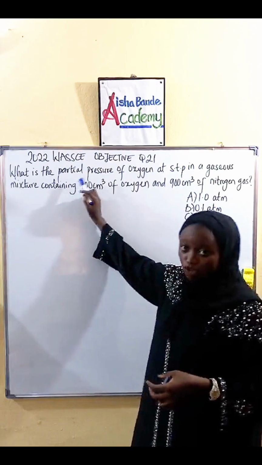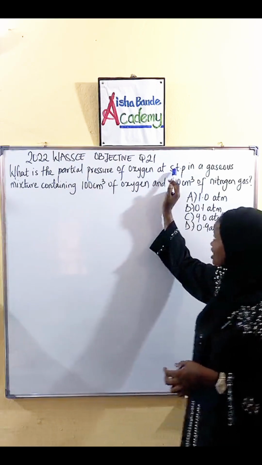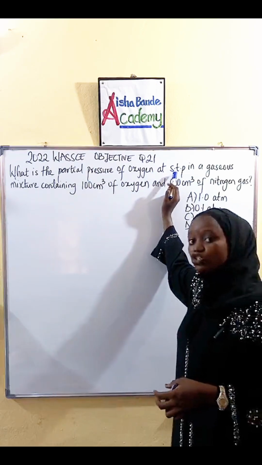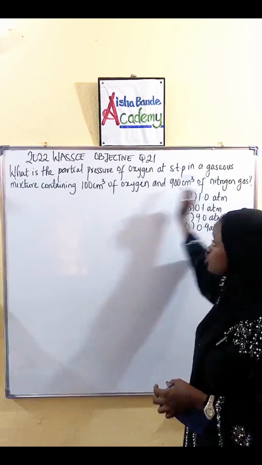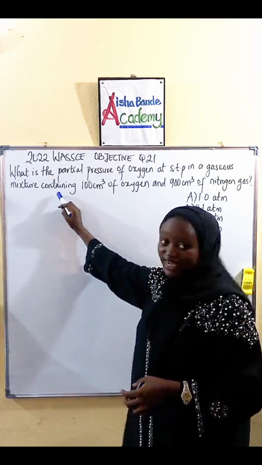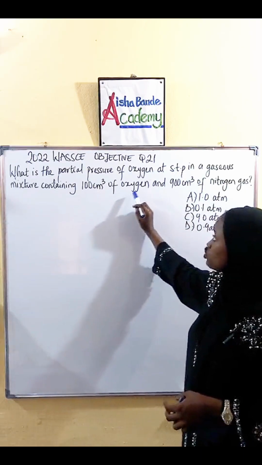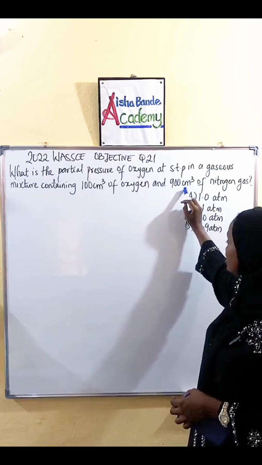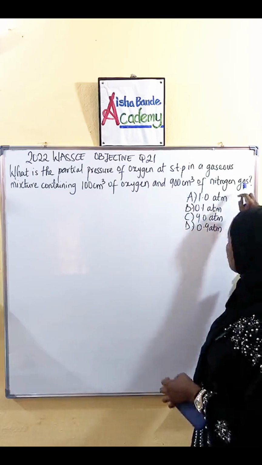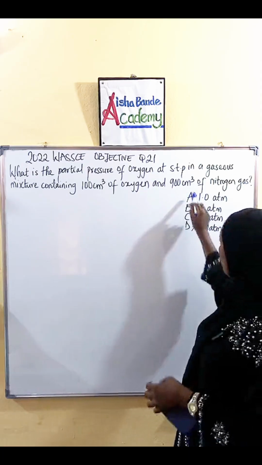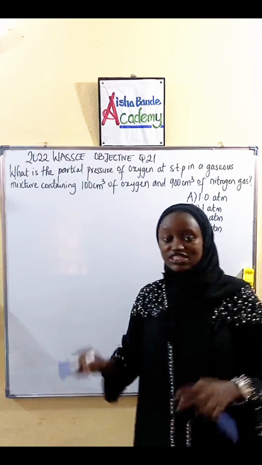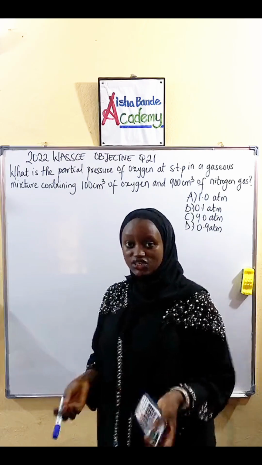What is the partial pressure of oxygen at STP, that is standard temperature and pressure, in a gaseous mixture containing 100 centimeter cube of oxygen and 900 centimeter cube of nitrogen gas? So we have four options here. We have to solve and see which of these options is the correct answer.